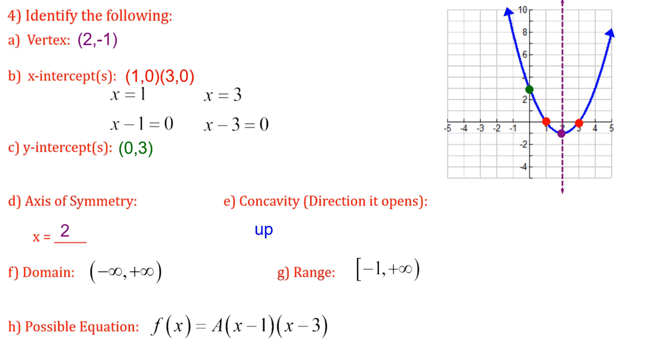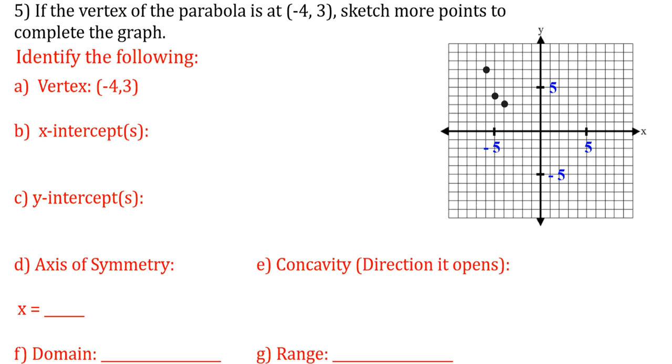All right, so let's see if we can do something along similar lines. If the vertex of a parabola is at (-4, 3), could you sketch more points to complete the graph? So thinking about what you know about parabolas, could you plot a few more points to complete the graph, and then talk about the key features of the x and y intercepts, axis of symmetry, concavity, domain, and range?